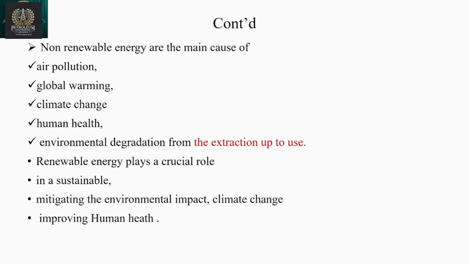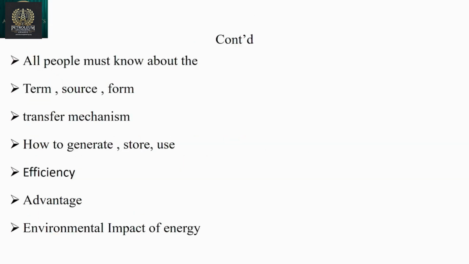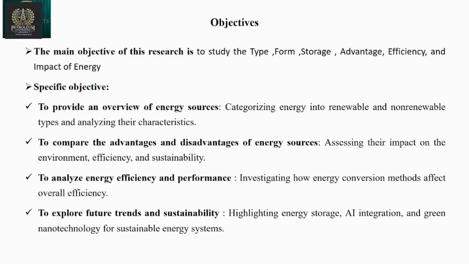Non-renewable energy is the main cause of air pollution, global warming, climate change, human health problems, and environmental degradation from extraction up to use. But renewable energy plays a crucial role in sustainably mitigating the environmental impact, climate change, and improving human health. Due to this reason, all people must know about the source, form, transfer mechanism, how to generate, store, use, efficiency, advantage, and environmental impacts of energy.